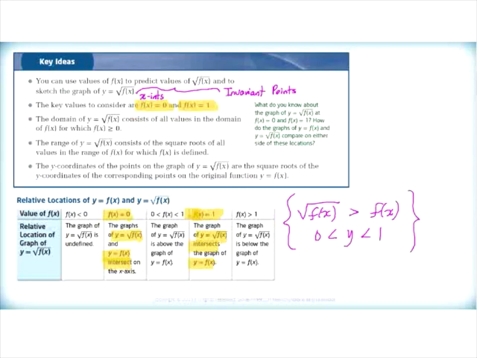And then when f of x is between 0 and 1, the graph of your square root function is above the graph of y equals f of x. I find that to be an important piece of information to remember when sketching the graph. And when f of x is greater than 1, the graph of the square root function is below the graph of the original function.